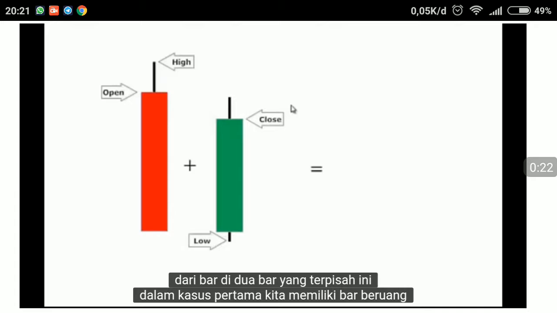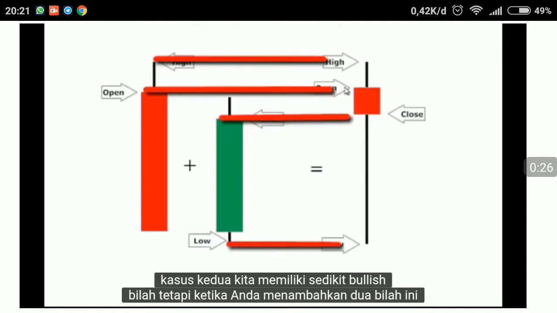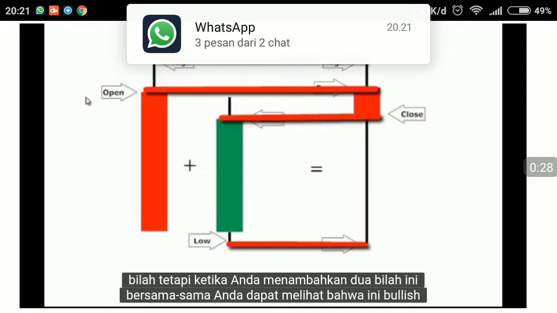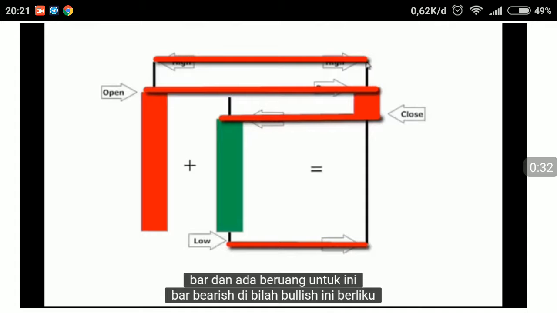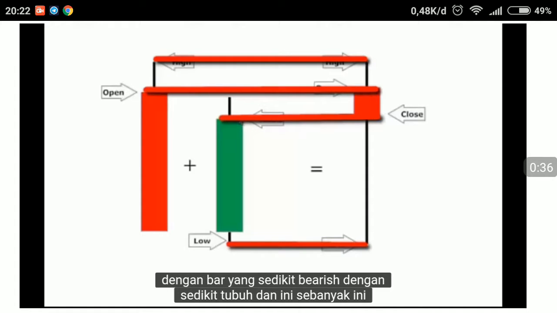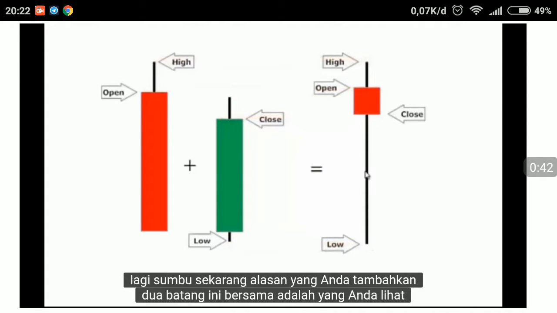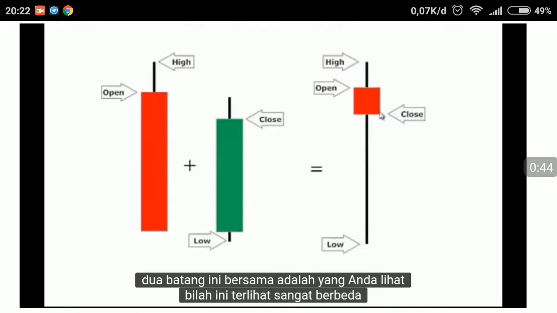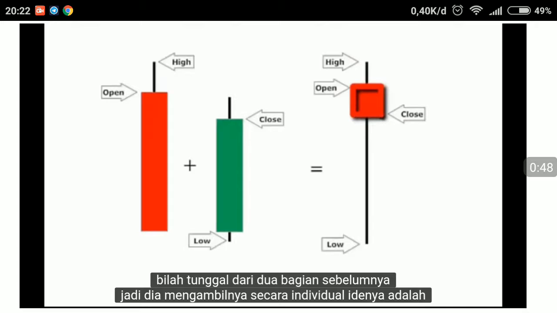In the first case, we have a bear bar. Second case, we have a slightly bullish bar. But when you add these two bars together, this bullish bar and this bearish bar, you wind up with a slightly bearish bar, with a little bit of body and this much longer wick. Now, the reason that you add these two bars together is that you see this single bar looks completely different from the two previous bars, so you took them individually.